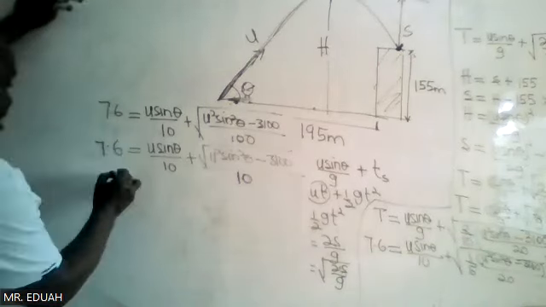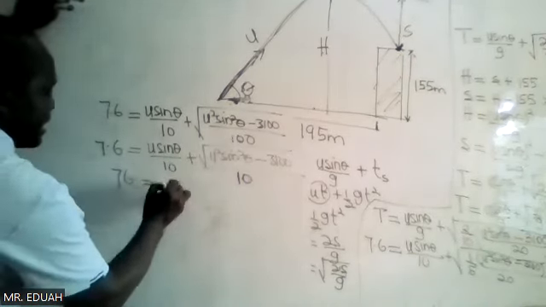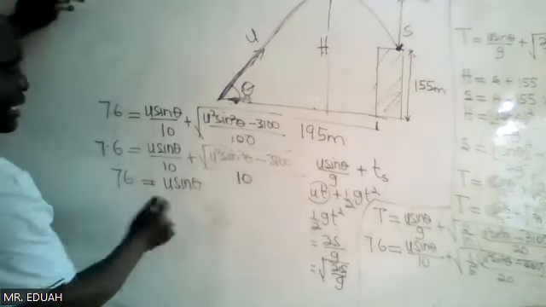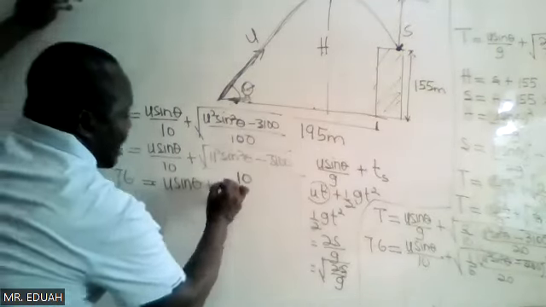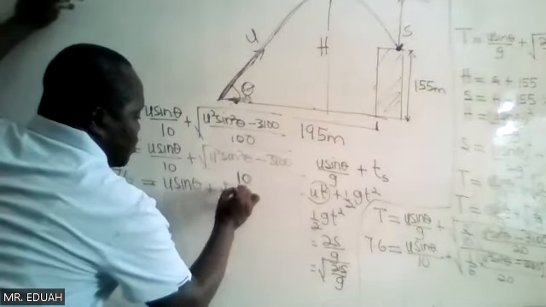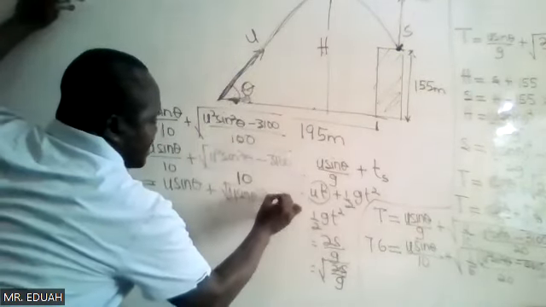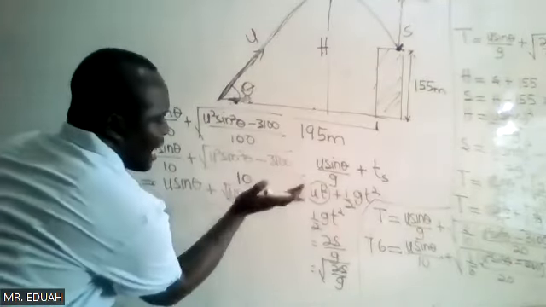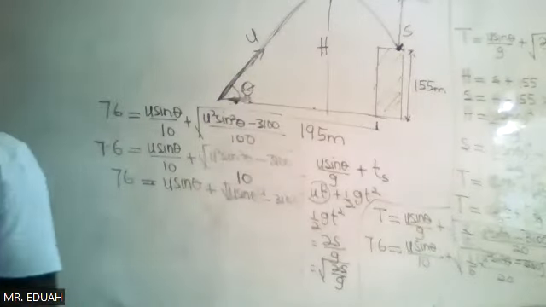7.6 times 10 will give me 76. This multiplied by 10 would eliminate the 10, and this multiplied by 10 would eliminate the denominator. So we have this: u sine theta all squared minus 3,100. Please, are we okay up to this point? Up to the last stage?